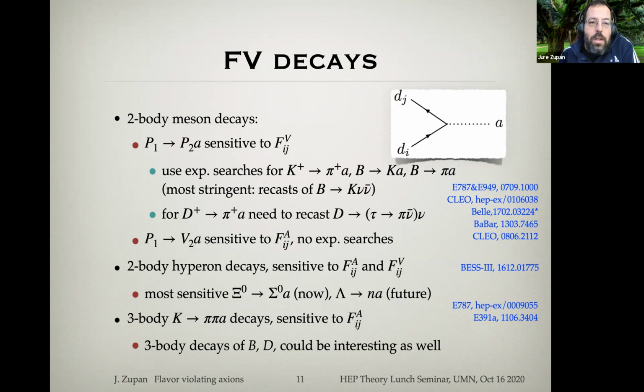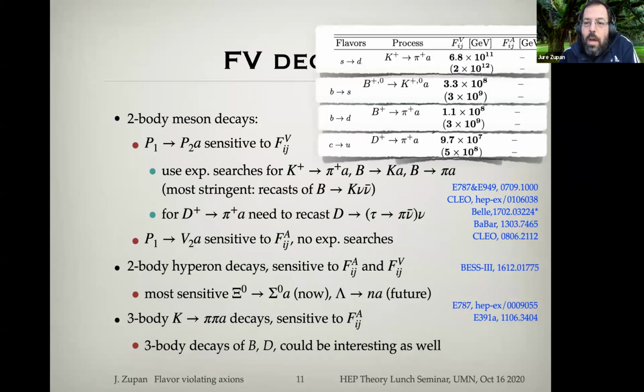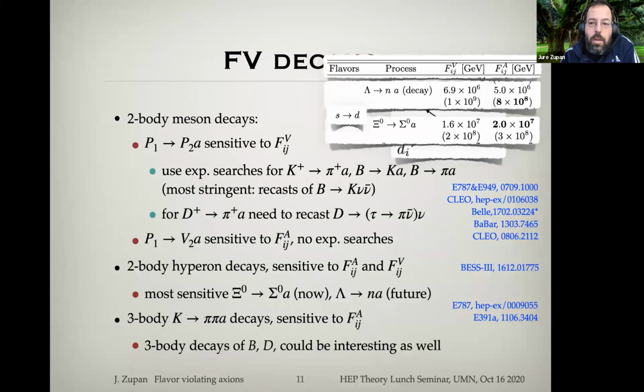I already showed these bounds. The two-body hyperon decays are sensitive both to axial and vector. And that's where the most stringent bounds on the axial, let's say SD coupling, come from. Maybe the numbers themselves are not so interesting. The K to pi A would also be sensitive to this axial guy. And you could also attempt the three-body B to D decays.